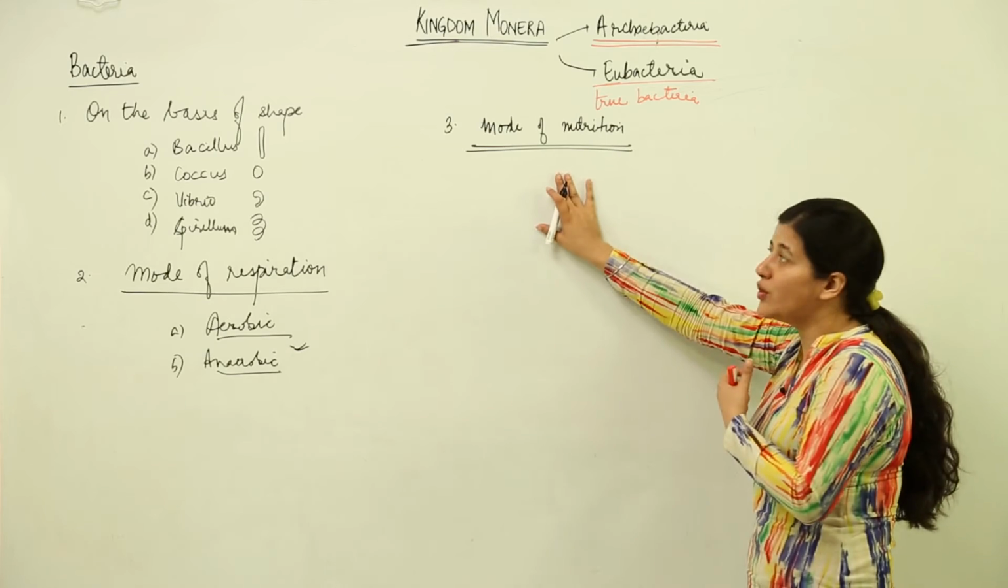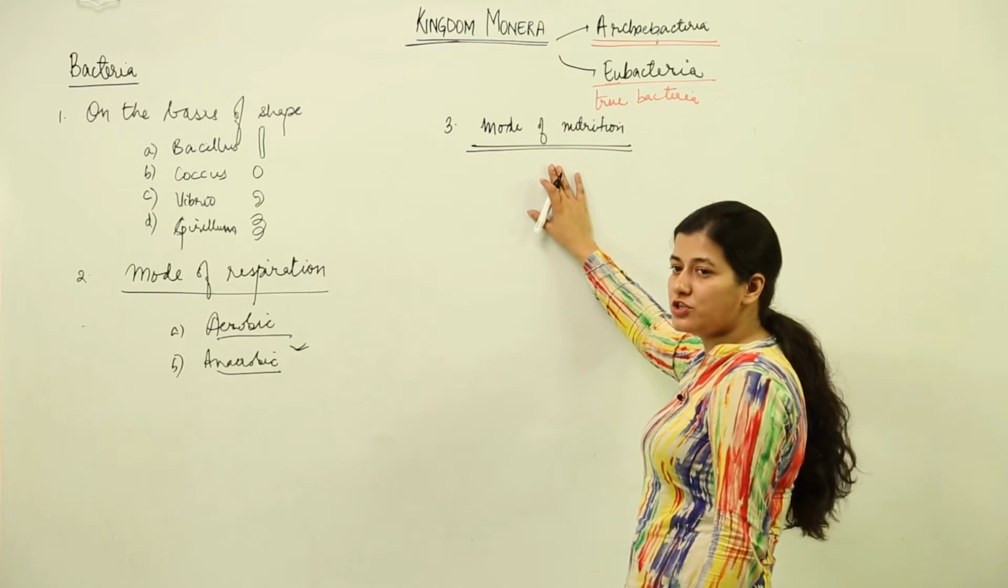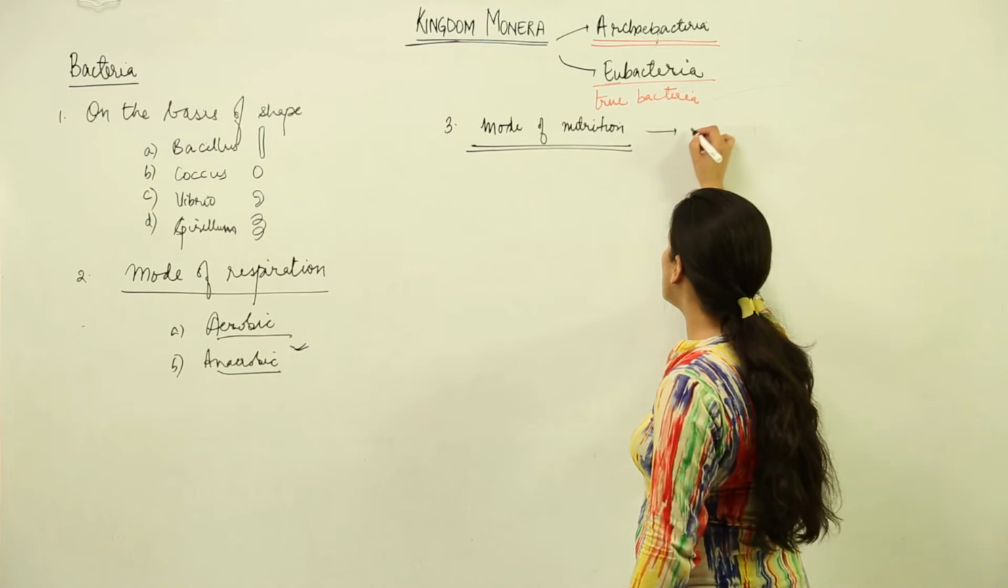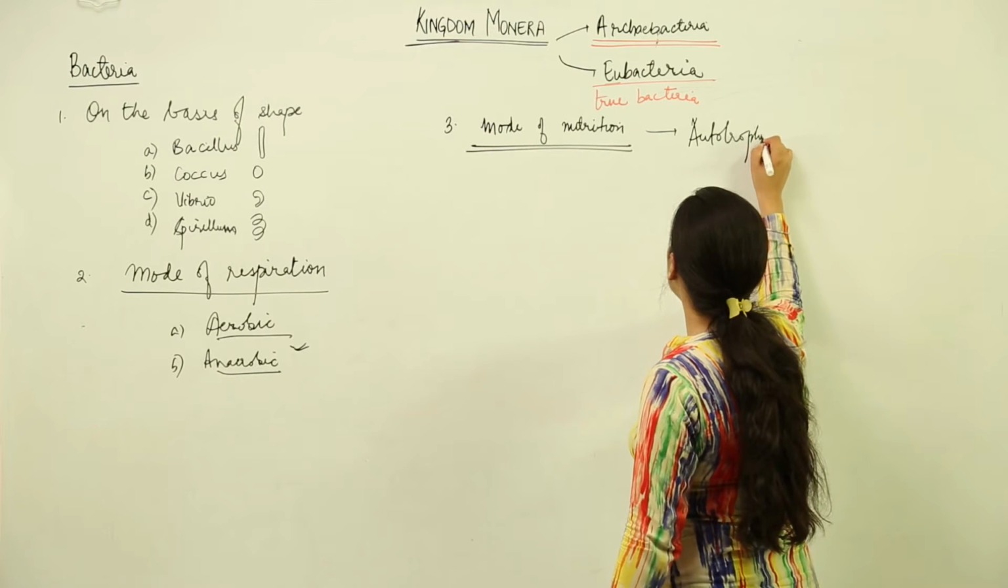So, there is mode of nutrition, that is the third classification criteria. What is mode of nutrition? Mode of nutrition would either be autotrophic or it would be heterotrophic.